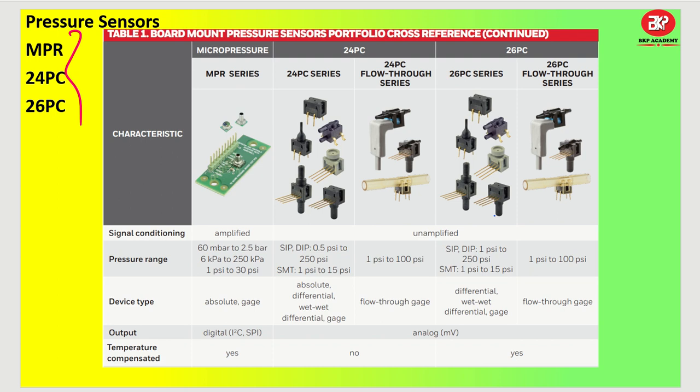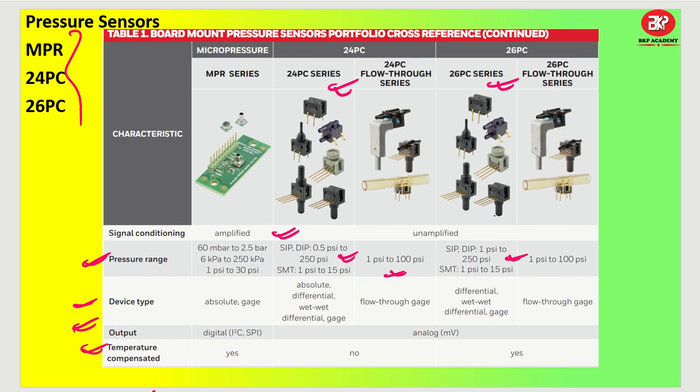So we have the MPR series, 24 PC series and 26 PC series. You can see the pressure ranges are 0.5 psi to 250 psi, 1 psi to 100 psi, and 1 psi to 250 psi. Got it? We have device type the same way, differential, gauge type or absolute type, and temperature compensated, yes or no.